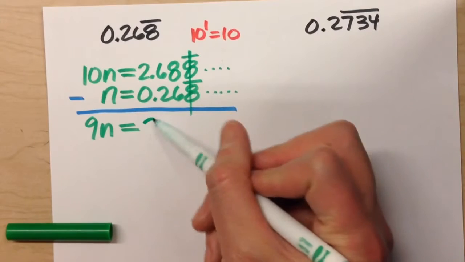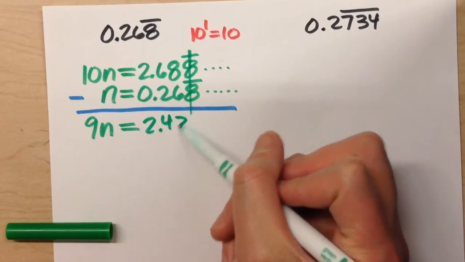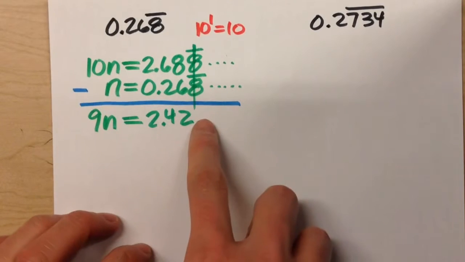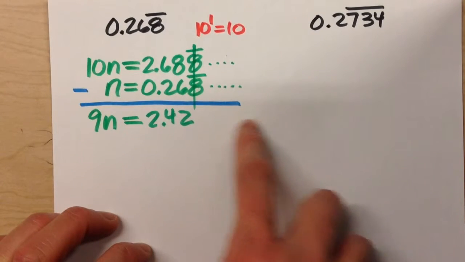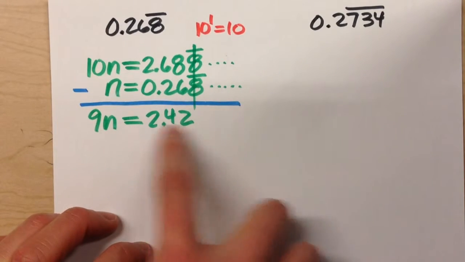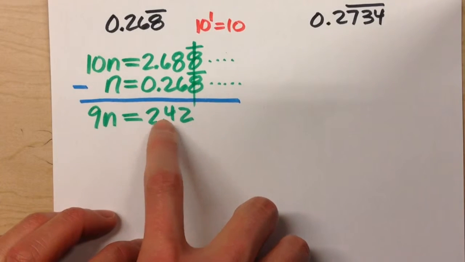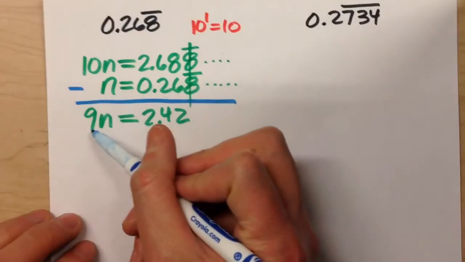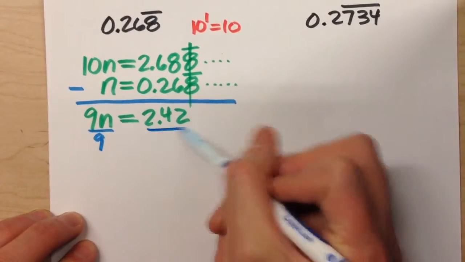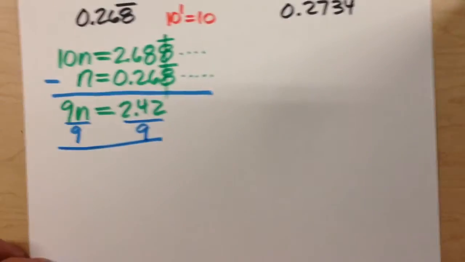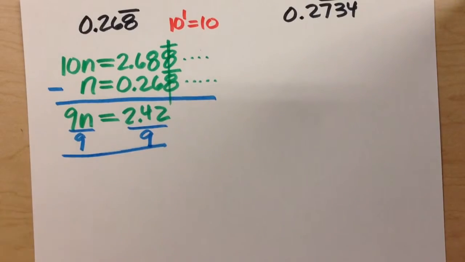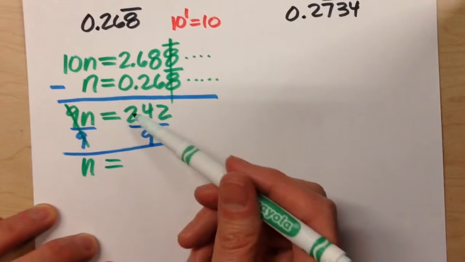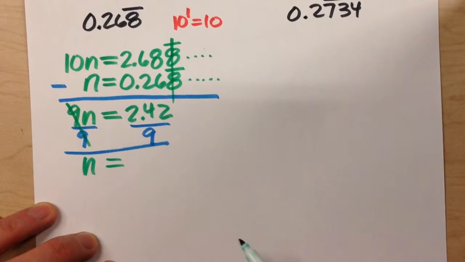And that gives me 2.42. So by subtracting those two equations, I no longer have a repeating decimal anymore because they all subtracted out to zeros. And I'm left with a decimal that ends like 2.42. And now I can solve this. To get n, I'm going to divide both sides by 9. And the 9's undo each other. N drops down, equals drops down, and I'm going to leave this as a fraction because remember, we're trying to find a fraction.